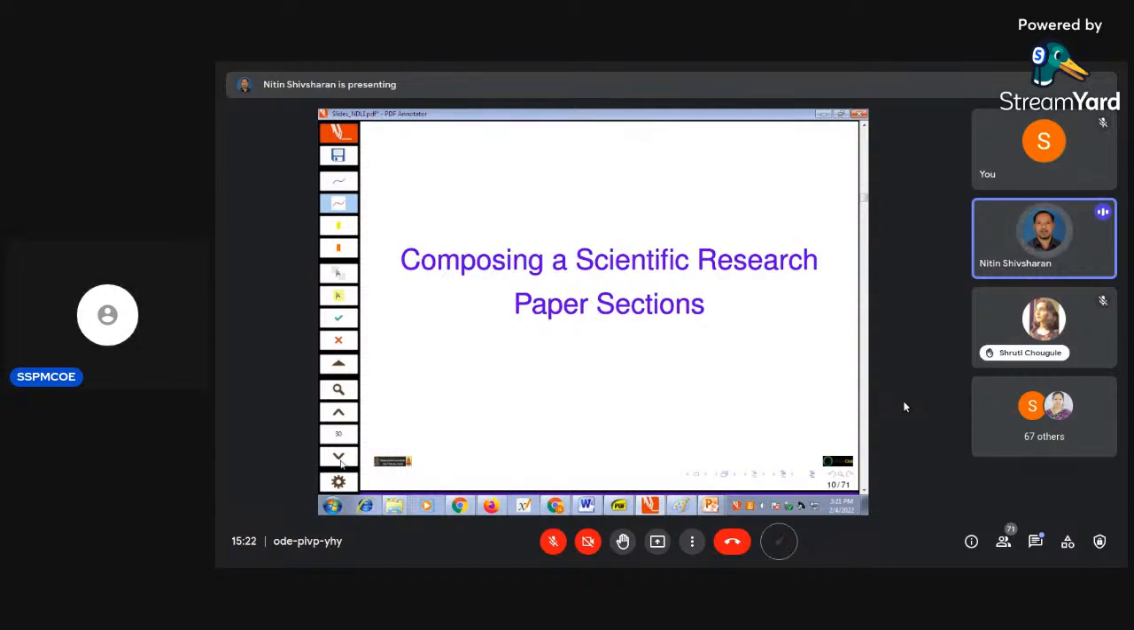Paper, which is a scientific research paper. Then whenever you are writing the scientific research paper, what different types of sections should be there in the scientific research paper?